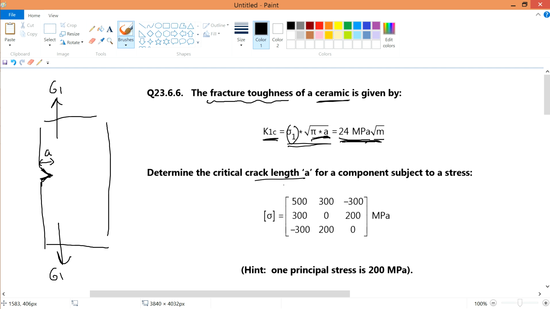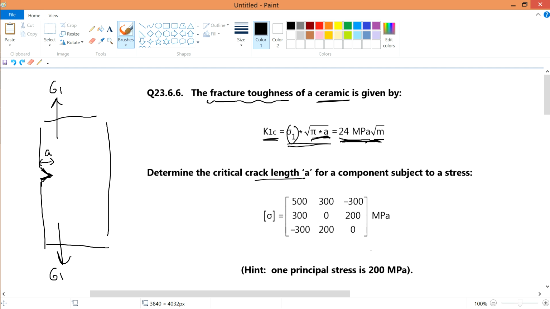So this system right now is under a certain stress, and this stress is relayed over here. This is the stress tensor, if you remember. If you want to find the principal stress, we know that among the principal stresses sigma 1, sigma 2, and sigma 3, sigma 1 is the largest tensile stress, and we want to find it. We are given one principal stress that is 200 MPa, and we need to find the other two.